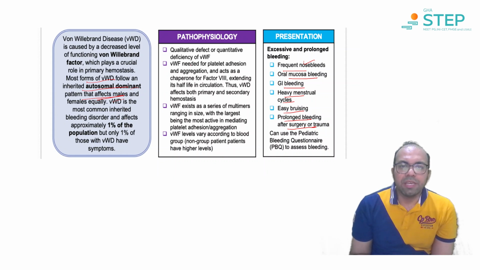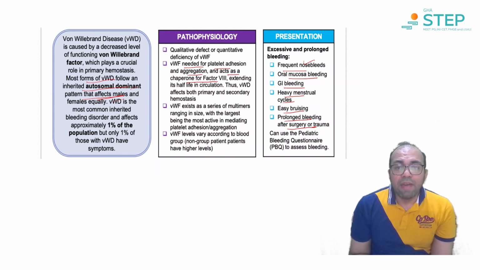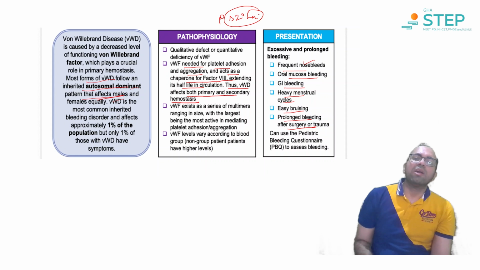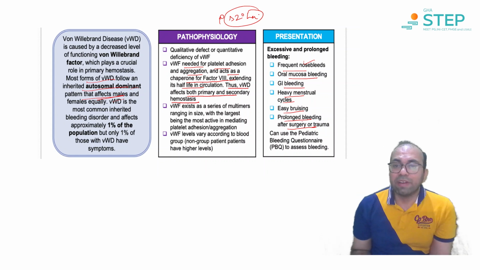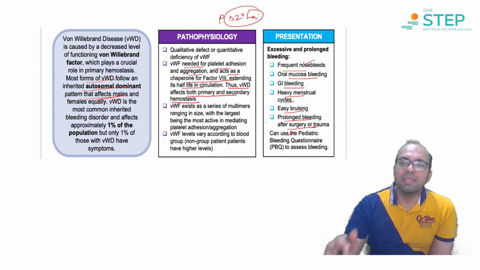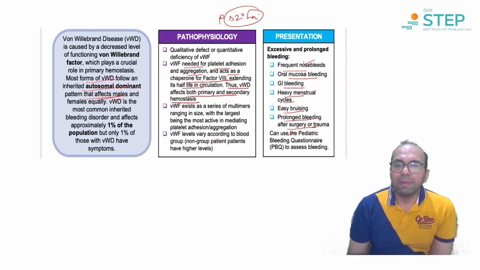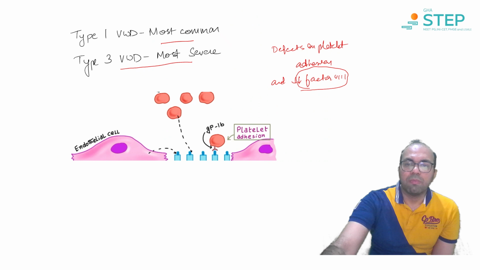So look at the pathophysiology. Von Willebrand factor is needed for platelet adhesion and aggregation and acts as a carrier for factor 8, extending its half-life in circulation. Thus, von Willebrand disease affects both primary and secondary hemostasis. So what are the frequent presenting features? Frequent nosebleeds, oral mucosal bleeds, GI bleeding, heavy menstrual cycles, easy bruising, and prolonged bleeding after surgery or trauma.